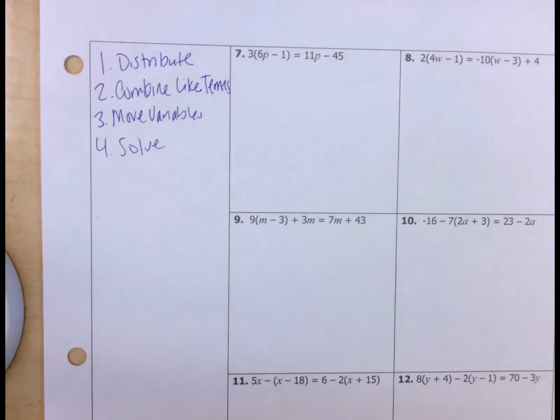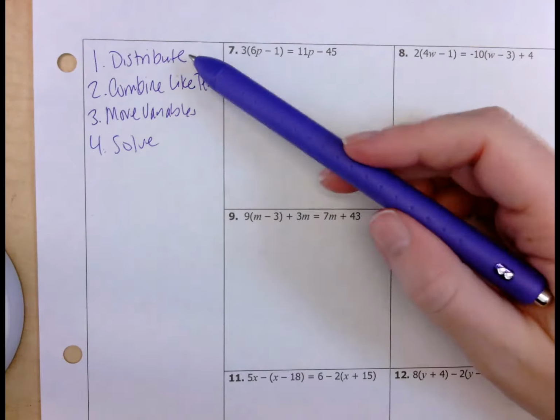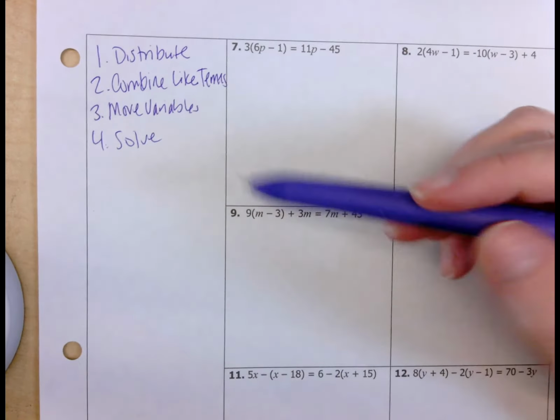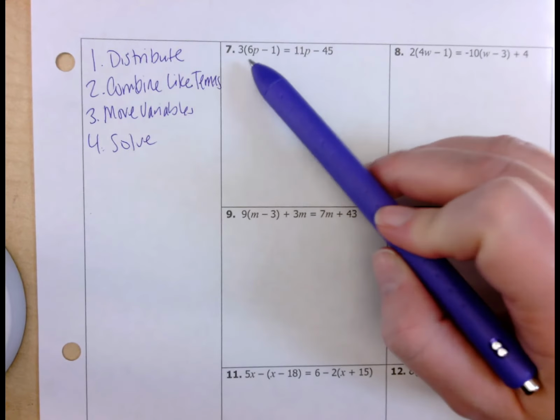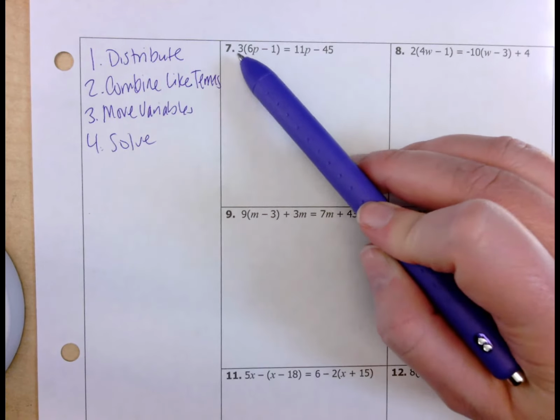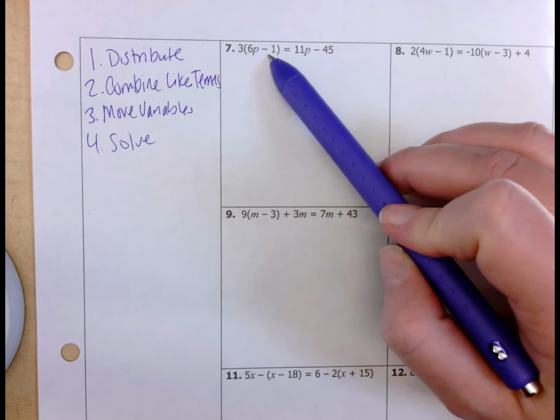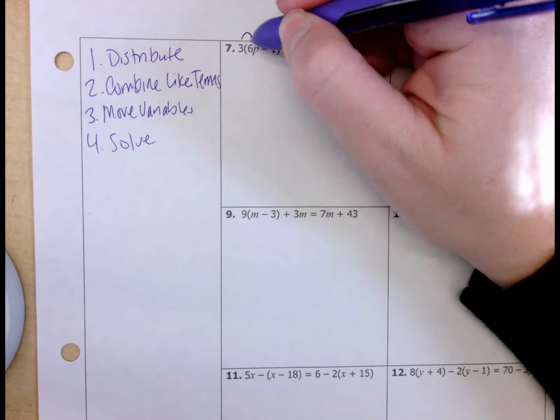Okay, looking over at examples on the back. So I went ahead and rewrote my steps over here on the left so I'd have them as a reminder. So first step is to distribute, and in this case I do have something to distribute. I have a 3 that needs to be distributed to everything inside these parentheses. So we're going to start there.